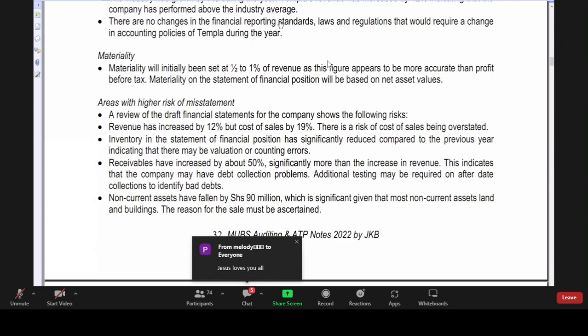So I'm saying that the materiality for any items of the financial statements will be set at the net asset value. Okay? So now, areas with high risk of material misstatement.